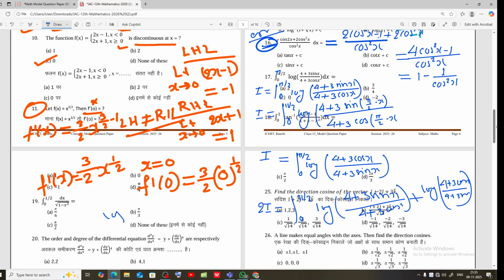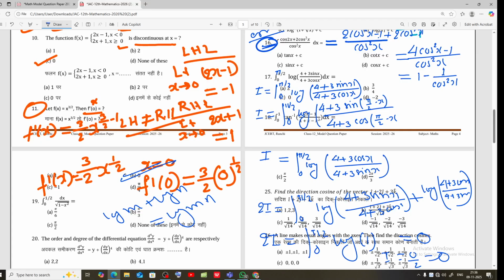And also log m plus log n equals log of m into n. Now we write 2I equals the integral from 0 to pi by 2 of log, with the fractions multiplied in a single term. That means numerator and denominator cancel out diagonally, so it becomes 1. Log 1 is 0. That means I equals 0 by 2, which is 0. This answer will be 0. 0 is the correct answer.